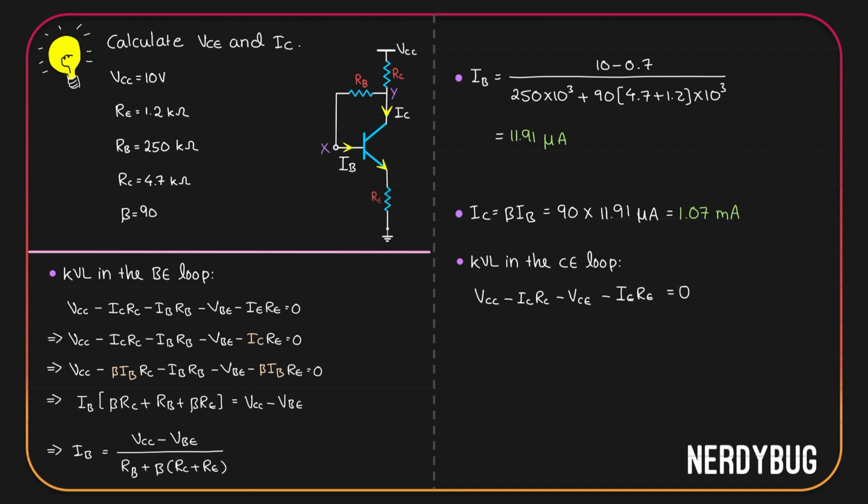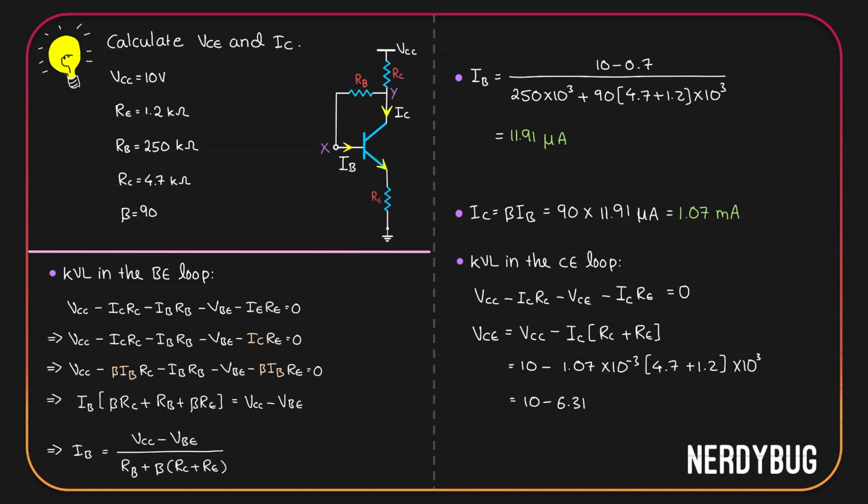Now IE is approximately equal to IC. So here instead of IE, we can write IC. We have to find out VCE. We can write an expression for VCE. It is VCC minus IC multiplied by RC plus RE. You can see this is exactly the same as when we had the emitter degeneration in the voltage divider bias. We have all the values. Let us substitute them. We get VCE is 3.69 volt.